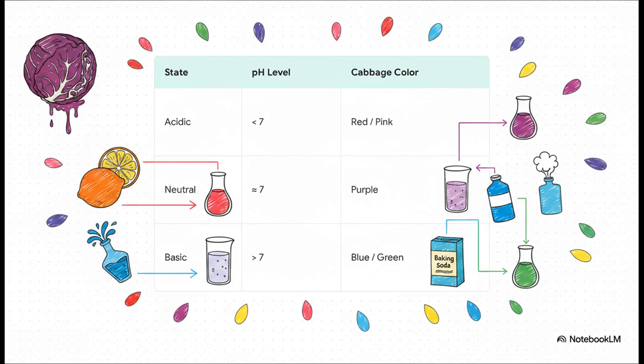If you expose that cabbage extract to an acidic environment, so a pH less than 7, think lemon juice or our trusty vinegar, it instantly turns vibrant red, magenta, or pink. In a neutral state, hovering right around a pH of 7, it stays purple. But if you expose it to a basic or alkaline environment, a pH greater than 7, like baking soda or ammonia, it shifts completely to blue, green, or even yellow. The plant literally changes its physical color to tell you the chemistry of its environment. How cool is that?